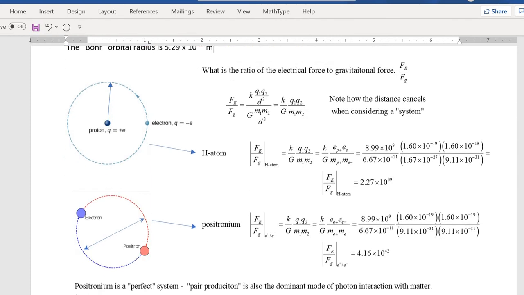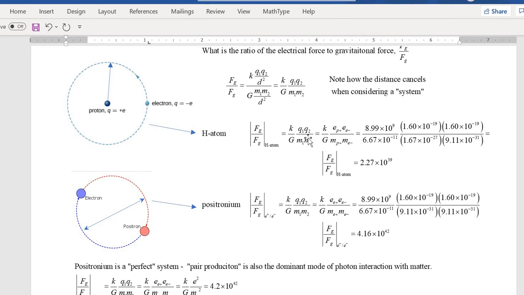So if you take the hydrogen atom and put in the numbers, and you should try this because you need to get very familiar with working with these big and small numbers. These are really small numbers and these are really big numbers. So when you plug these numbers in, let's change the notation. We have k over G, times the charge on the proton times the charge on the electron, over the mass of the proton times the mass of the electron. Now, I'm just taking the magnitude. I'm not worried about the sign of the charge here. The electron's really a negative charge, but we just want to know the magnitude of this ratio. So when you plug in all the numbers, you'll get 2.27 times 10 to the 39th.